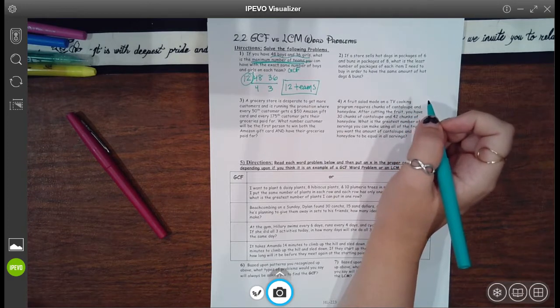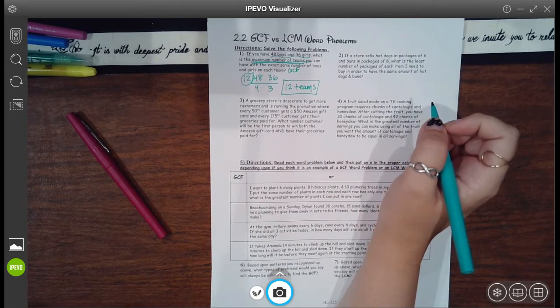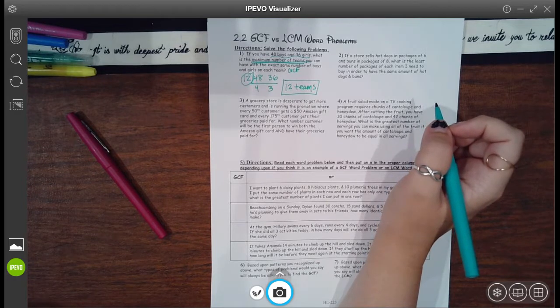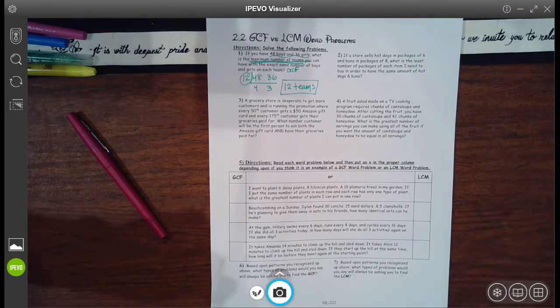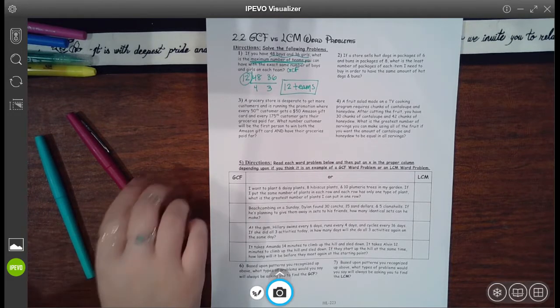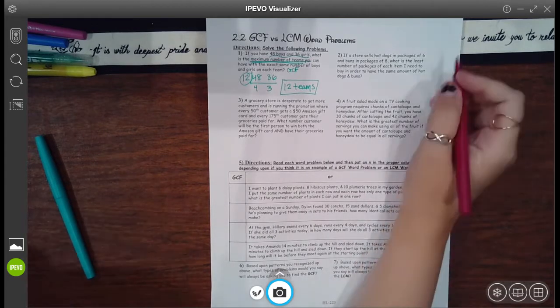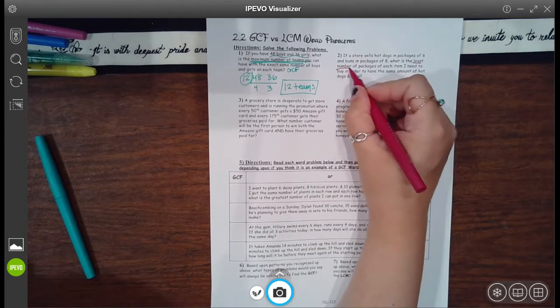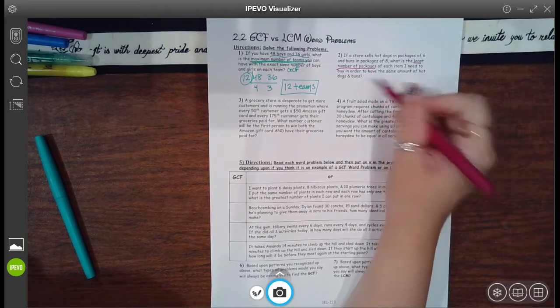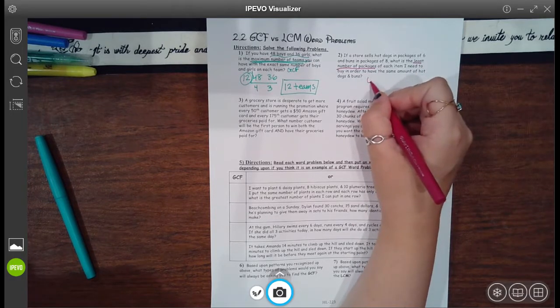It says if a store sells hot dogs in packages of 6 and buns in packages of 8, what is the least number of packages of each item I need to buy in order to have the same amount of hot dogs and buns? Is that a GCF or LCM? Well, you're not trying to find the greatest number of packages. You're trying to find the least amount of packages that you can buy that then will have the same amount of each one.